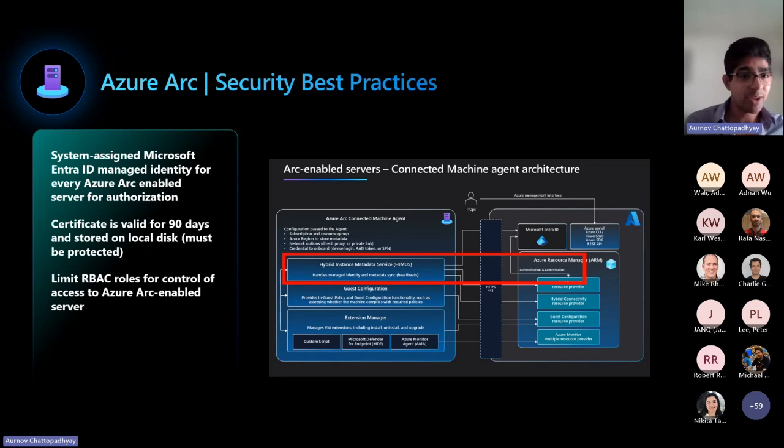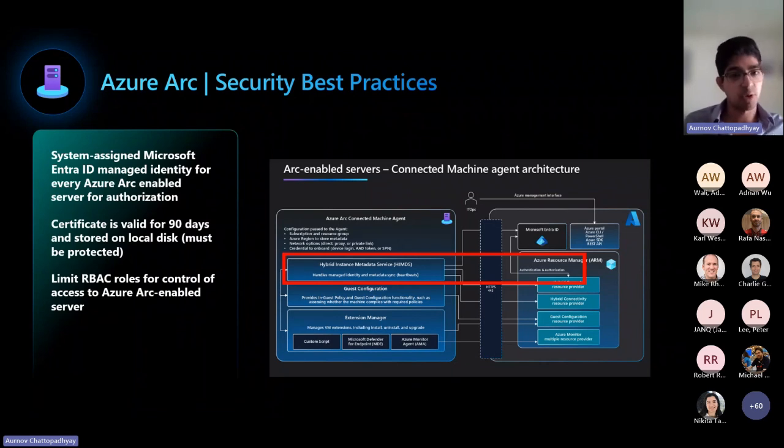So again, we have a system-managed identity for every single Arc-enabled server for authorization. We have a local cert that should be protected, valid for 90 days. And again, if you're disconnected for over 45 days, you know how the Arc server expires? That's what's happening. It's that cert that effectively expires that you can no longer authorize against. And so that's why you have to re-onboard your Arc-enabled server.